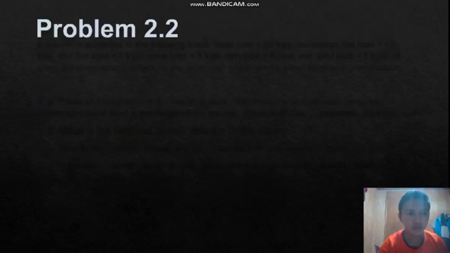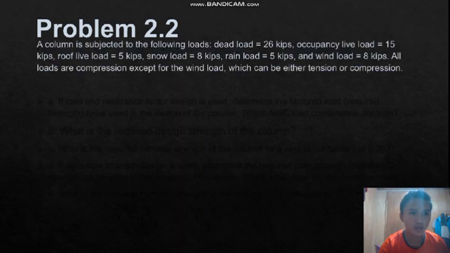For problem number 2, a column is subjected to the following loads. Dead load is equal to 26 kips. Occupancy live load is equal to 15 kips. Roof live load is equal to 5 kips. Snow load is equal to 8 kips. Rain load is equal to 5 kips. And wind load is equal to 8 kips. All loads are compression except for the wind load, which can be either tension or compression.